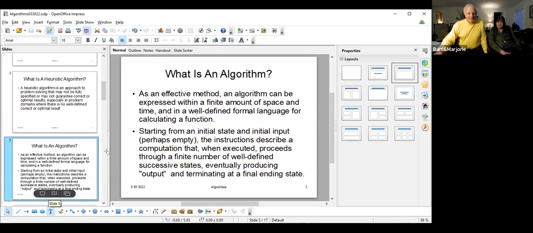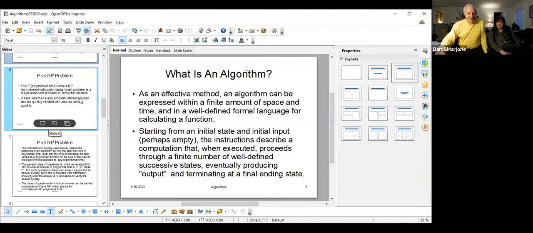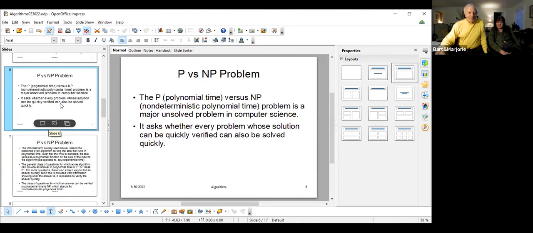Just to go back, we had an algorithm with a set of states, and we ended up with an output based on the input. That's the key thing to keep in mind. And now we come to the crux of this. Why are we even doing this?